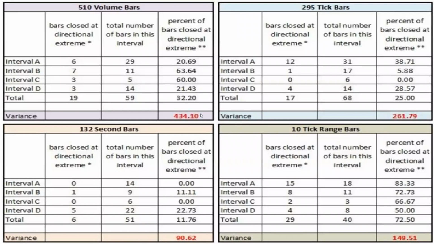I'm showing the variance here. A large variance means it's more random. So the most random of all would be the volume bars and the tick bars, and then the range bars and the second bars.